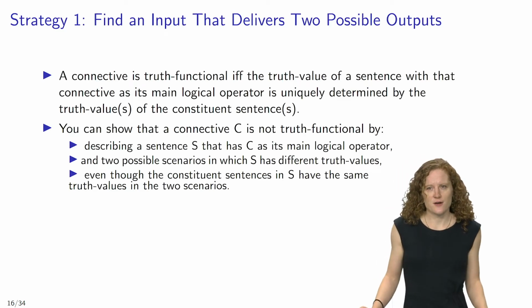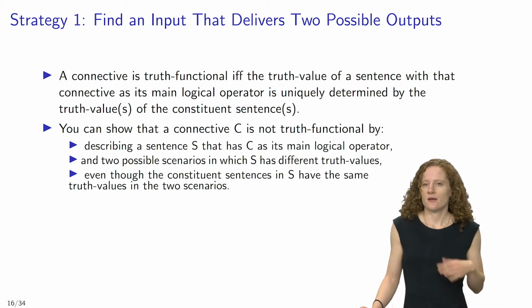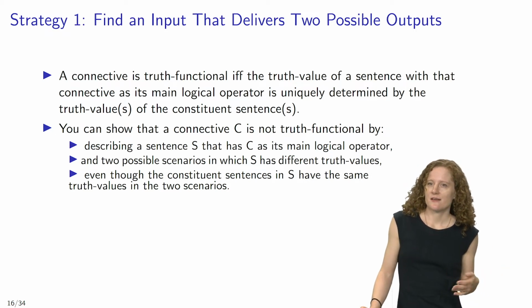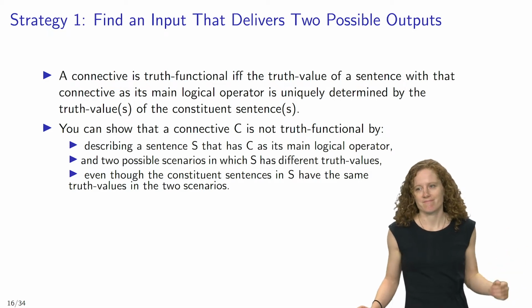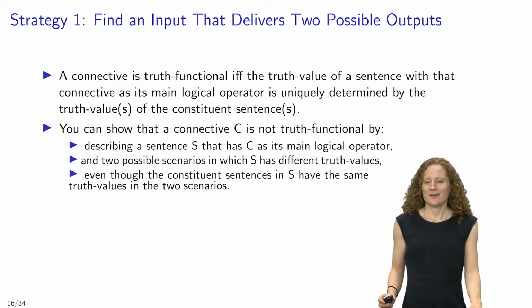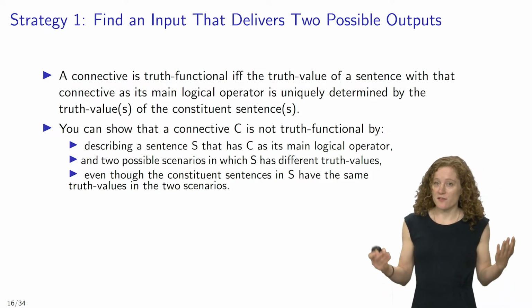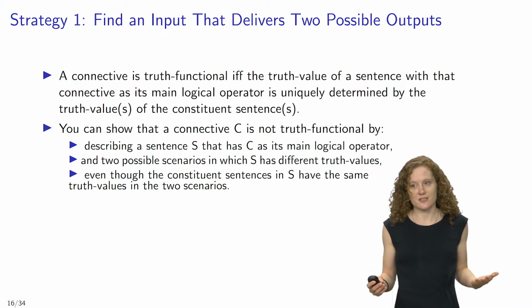So here's the first strategy. In short, the strategy is: find an input that delivers two possible outputs. How does that go? Well, let's start by reminding ourselves of what makes a connective truth functional.